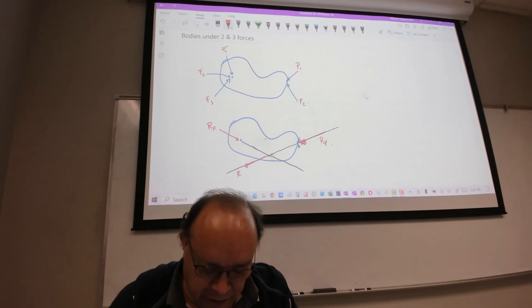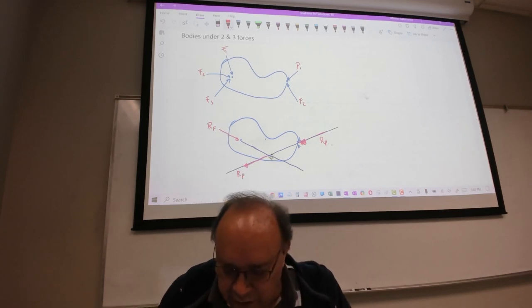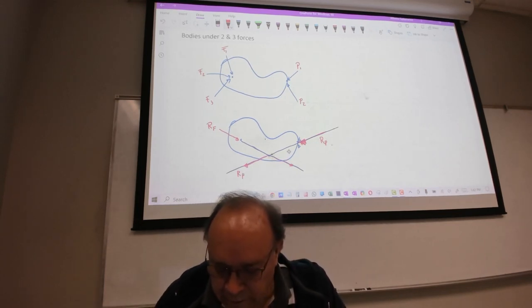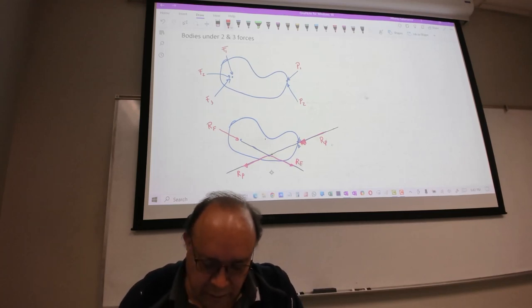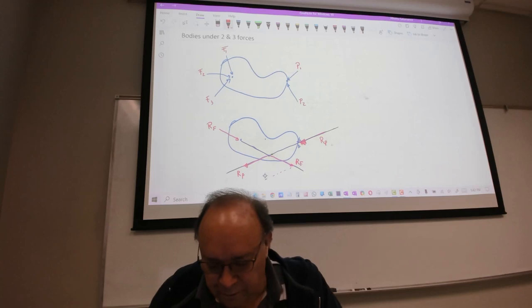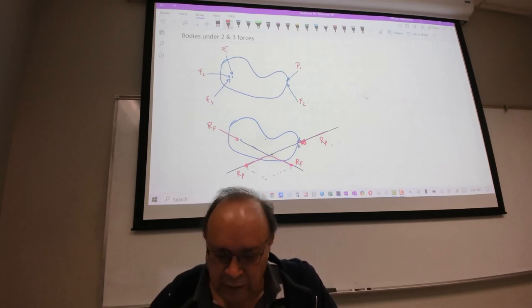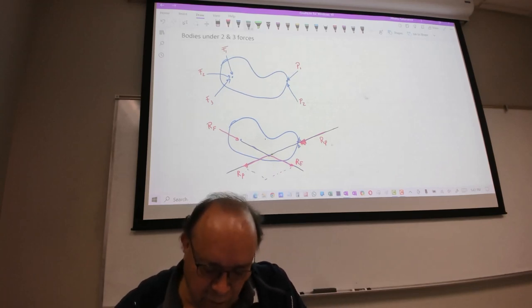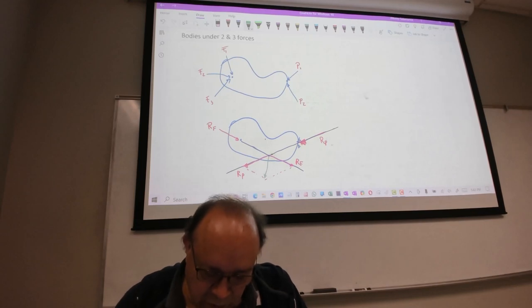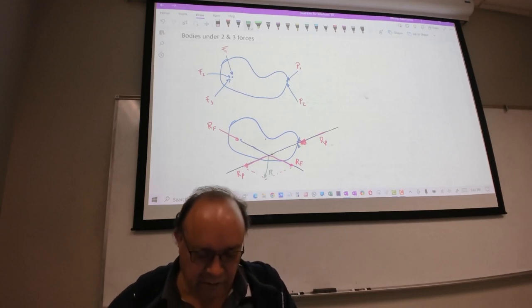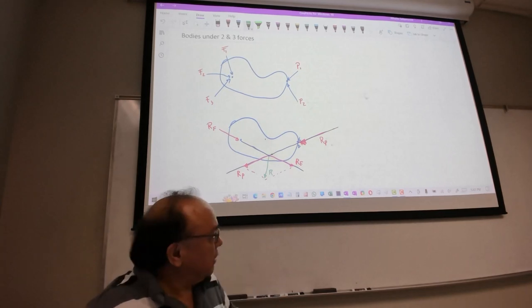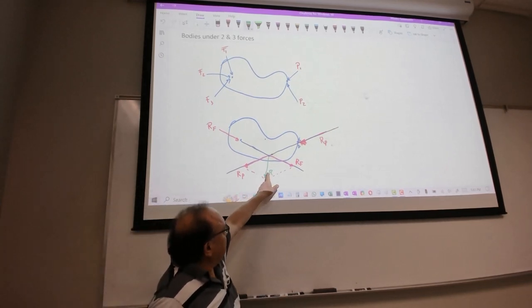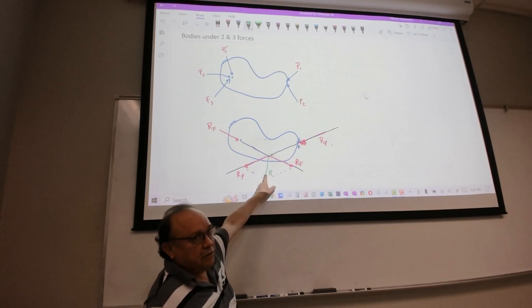This will be RP, and you could move the other one here, RF. And then I can add these two by the parallelogram method. And I will end up with one resultant of those two. This will be the total result, right? If this body is in equilibrium, this resultant has to be zero, right? This resultant has to be zero.